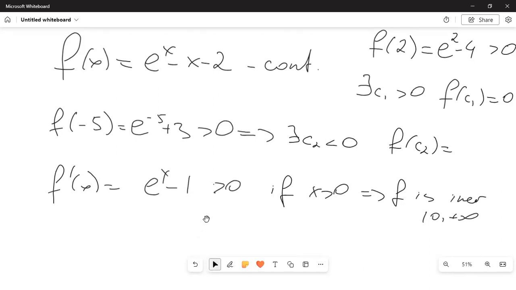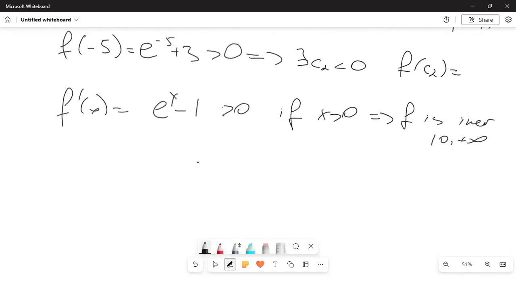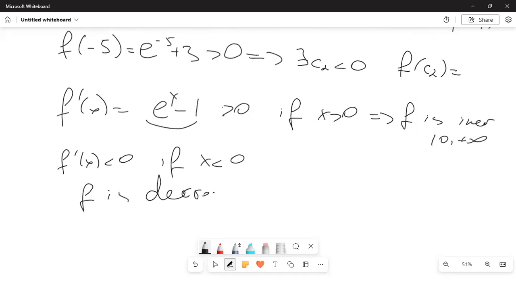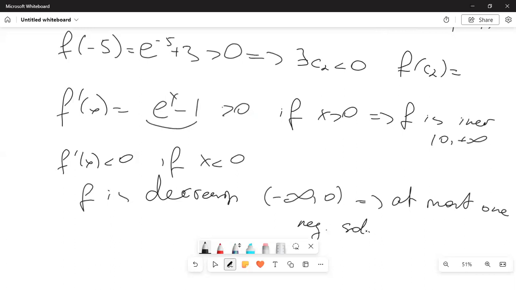And what about f prime when x is negative? If x is smaller than 0, f prime x will be negative. Hence, f is decreasing from minus infinity to 0. So at most one negative solution. We have proven that we have one, so we have exactly one negative solution. So we are done.